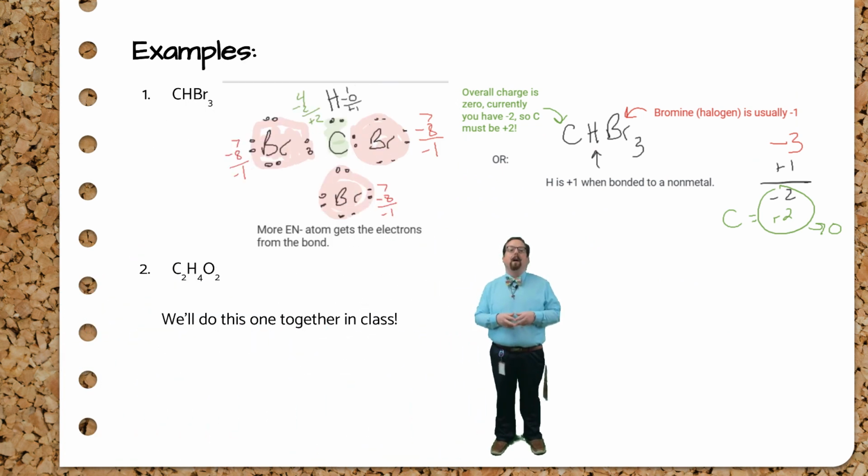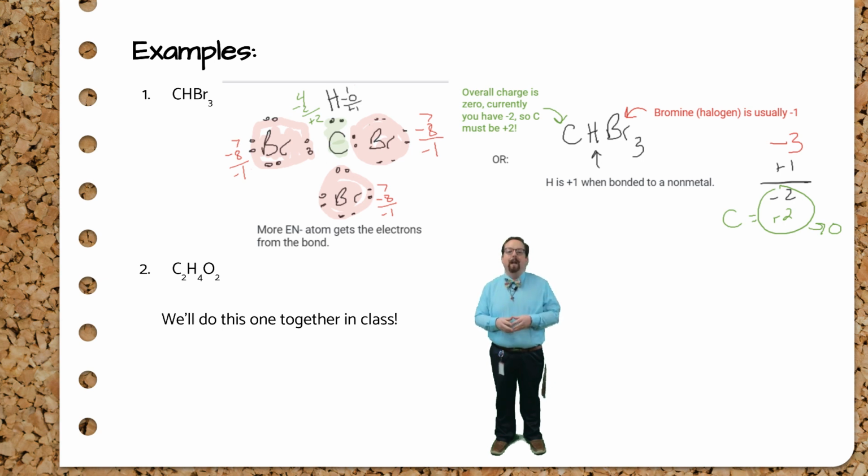For CHBr3, we could draw out the whole Lewis dot structure. After we've got that drawn correctly, we can count how many electrons get assigned to each atom. Remember, lone pairs automatically belong to the atom they're with. Shared electrons go toward the atom with a higher electronegativity. Bromine has a higher electronegativity than carbon, so all of the electrons that are shared between carbon and any bromine get assigned to the bromine. Carbon has a slightly higher electronegativity than hydrogen, so the 2 electrons between carbon and hydrogen get assigned to the carbon atom.